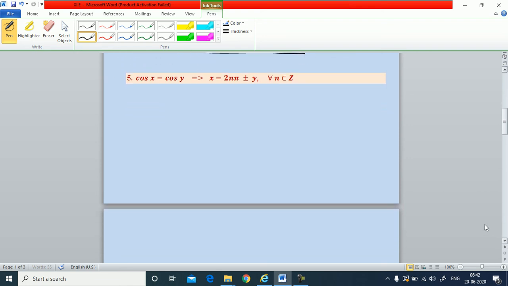Quickly doing for cos x is equal to cos y. See, this can also be written as cos x minus cos y is equal to 0. That will imply minus 2 sine of (x plus y) by 2 and then sine of (x minus y) by 2. So considering both the conditions, either this function is 0 or this one is 0. One by one, let us check them.